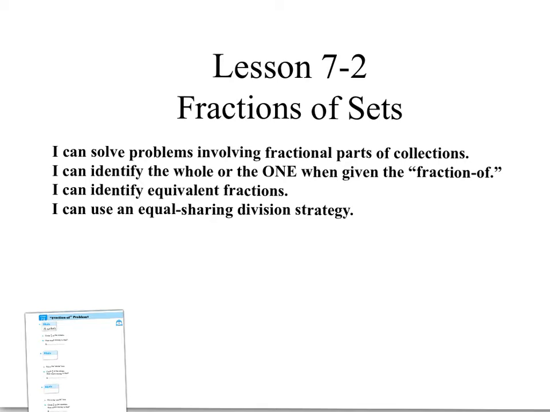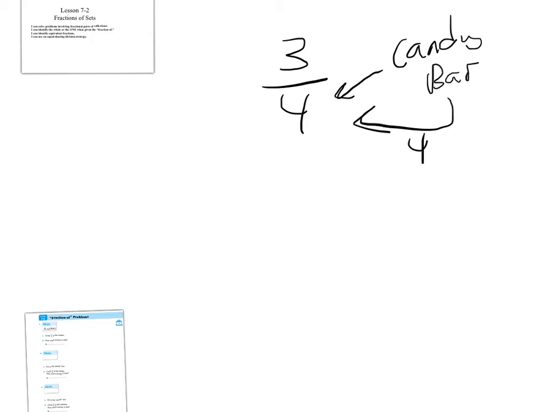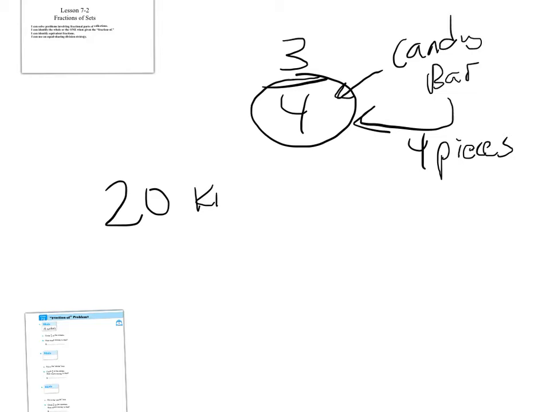Alright, so today's lesson, in the past I've talked about the whole being, if I say there are 3/4 of a candy bar, that tells you that the whole, the candy bar, is separated into 4 pieces. But when we're doing it of sets, it's telling you that the group is broken into 4 equal sets. Like if you had 20 kids in the class, okay?